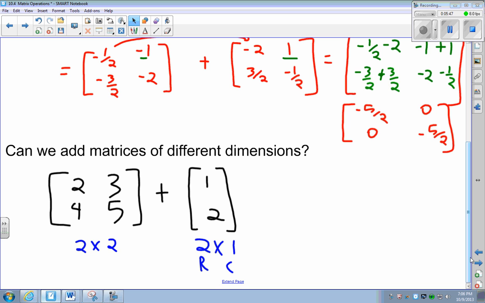Now I wanted to talk about when we can't actually add two different matrices. This skinny one right here is actually called a vector. More specifically, a column vector. It's just a 2 by 1 matrix. We can't add these because if we look at 3 and 5, these have nowhere to add to over here. There's nothing we can do. So there's nothing that we can add, and therefore we can't add these two matrices.